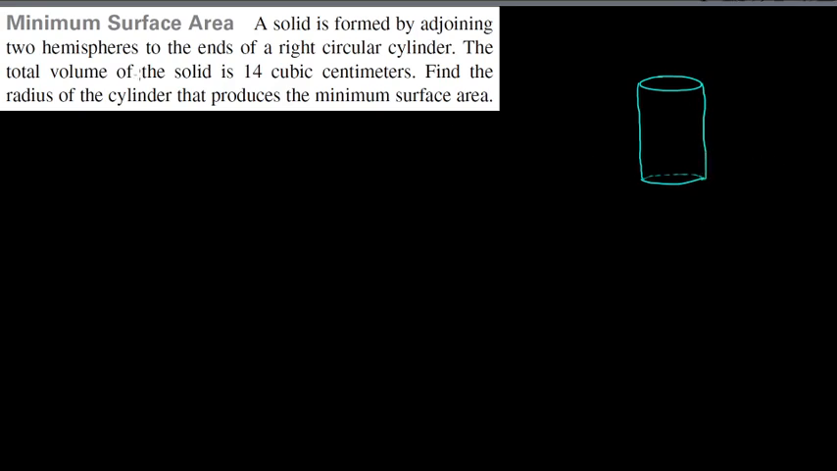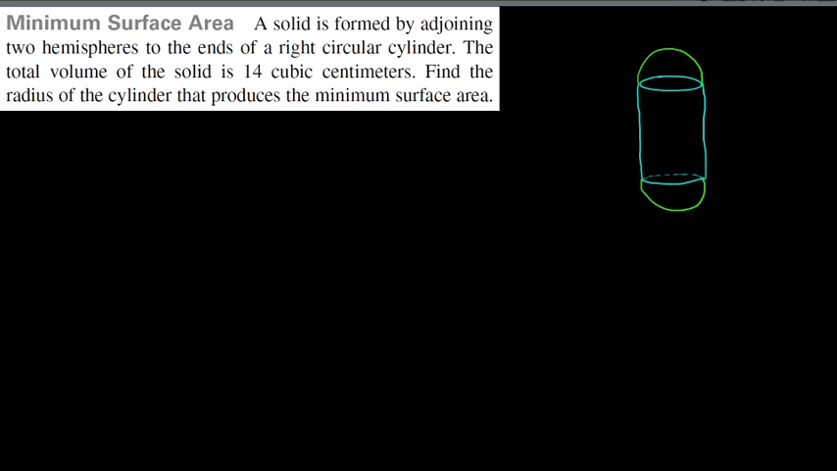That's a cylinder, but it's only part of the solid, right? What are we doing? We're adjoining or attaching two hemispheres to the ends. So if this is the top end, we'll just attach a hemisphere. That's half of a sphere, right? Does that look like a sphere? There we go. And then the same thing for the bottom end. So we get this shape here.